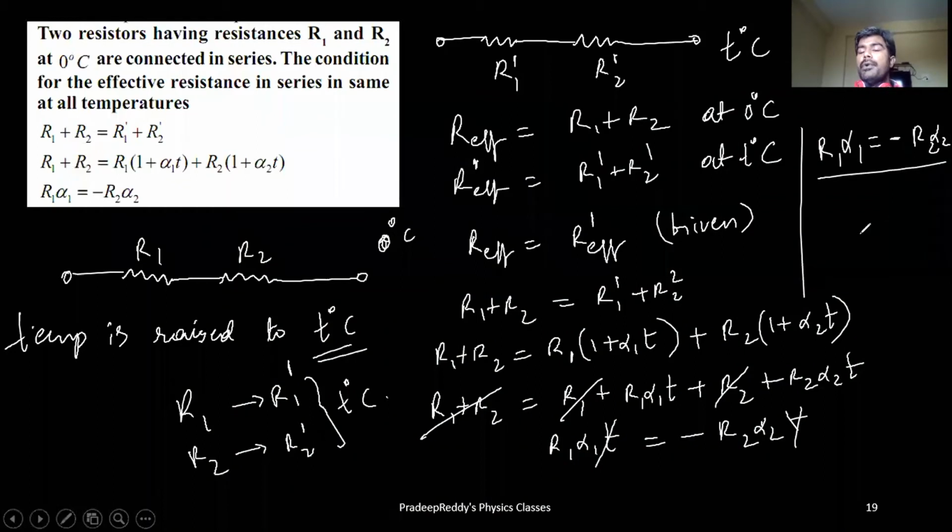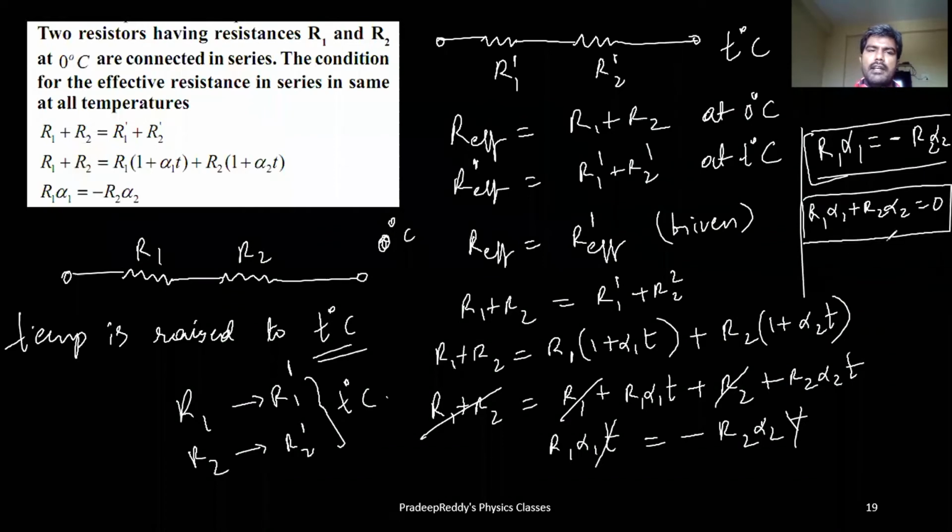That means the product of resistance and temperature coefficient is equal and opposite if the sum of the resistances is constant at any temperature. Clear? So if it is mentioned in the question that at any temperature the resistances are equal, then in such a case directly you can use this relation. R1 alpha 1 is equal to minus of R2 alpha 2, or you can simply write R1 alpha 1 plus R2 alpha 2 is equal to 0. Either you can use this expression to solve that kind of problems.